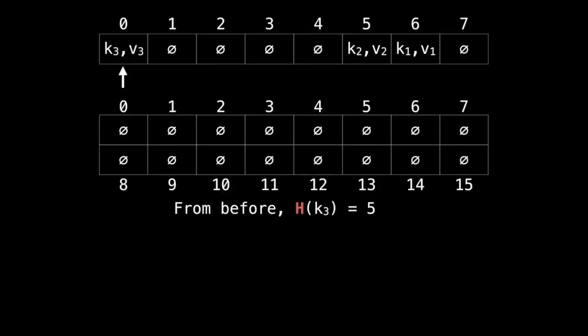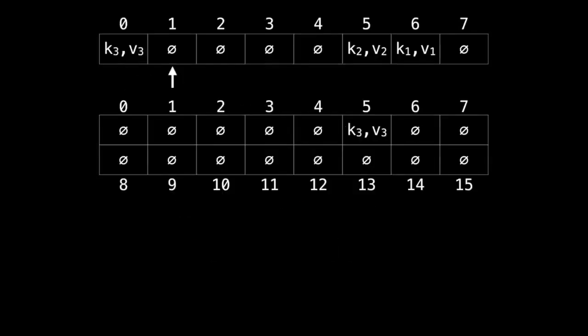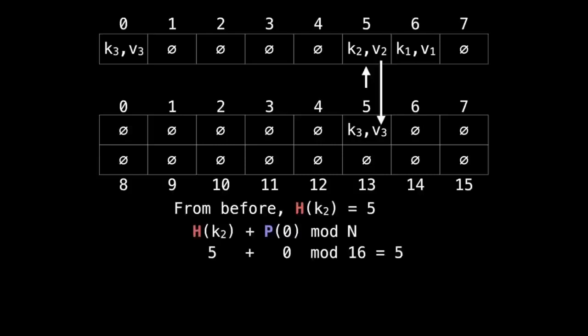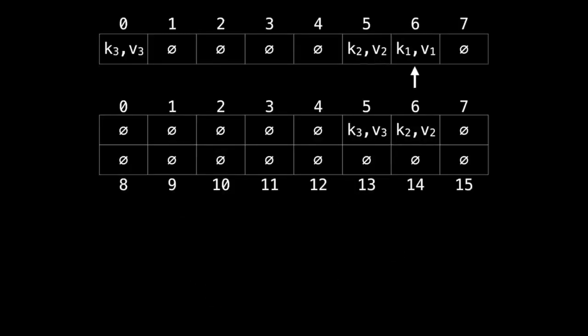So from before, we know that k3 hashed to 5, so we're going to put it at index 5 because we don't have a collision there. Then no element at position 1, 2, 3, or 4. Then we go to position 5 and find k2 right there. So we know from before that k2 also hashed to 5. So we're going to try to put it at position 5, but there's a hash collision, so we probe 1. And then we get 5 plus 1 equals 6. So at position 6, we're going to insert k2.